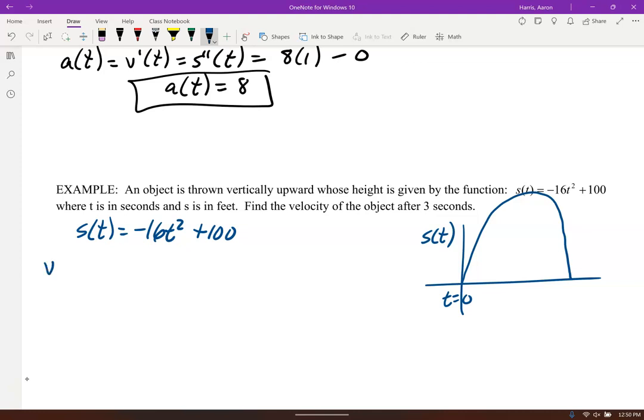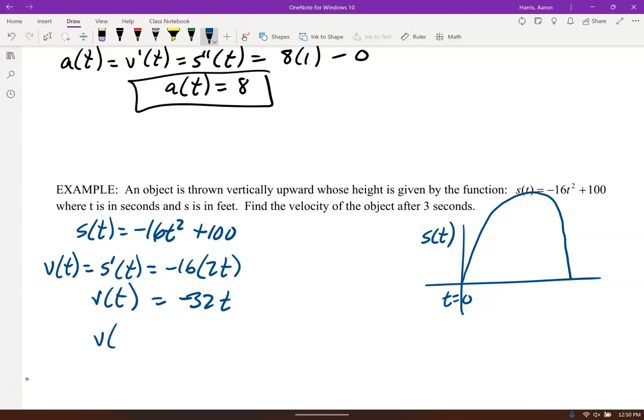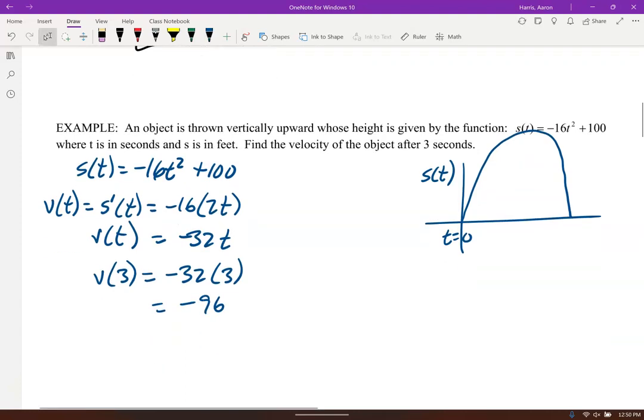Well, to find the velocity, we've got to take the derivative. So negative 16 stays there. Take the derivative of t squared, 2t to the 1, plus 0. So the velocity function is negative 32t. And we want to find the velocity after 3 seconds. So again, negative 32 times 3, which is negative 96. And this is in feet and seconds, so it'll be feet per second.